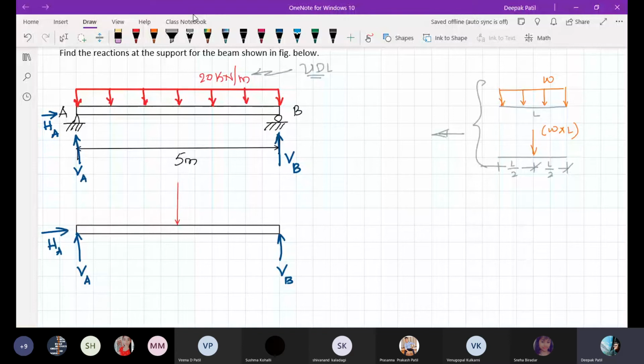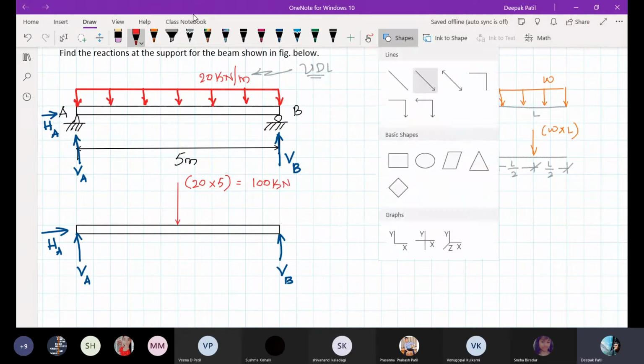Yeah, here there will be a point load, right? And what will be the magnitude of that? I told you, it is W into L. So W in our case is 20 and L in our case is 5, right? So it is 20 into 5. That comes out to be 100. This is in kilonewton per meter and this is in meters, so meter will go and you will be left with kilonewtons, right?